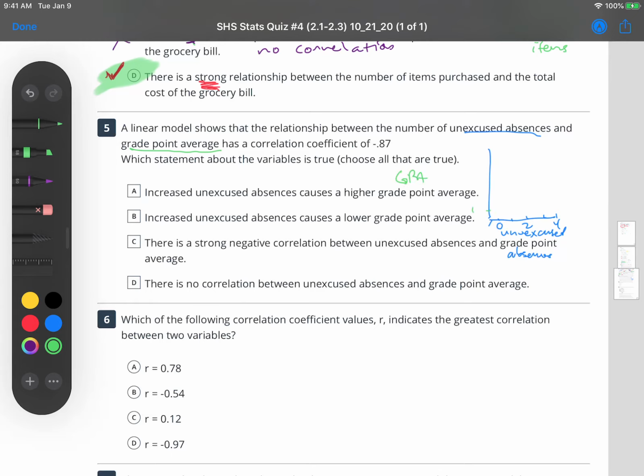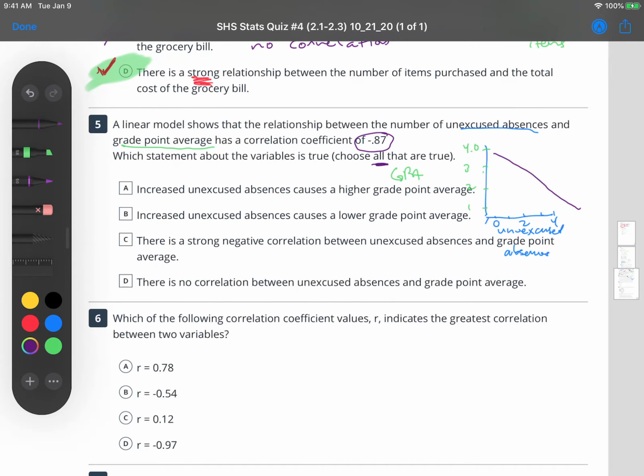You would hope you would have a GPA of 4.0, which is like an A, right? And it has a correlation coefficient of negative 0.87. Okay, so negative is going like this. Which statement about the variables is true? And it tells us to choose all that are true.